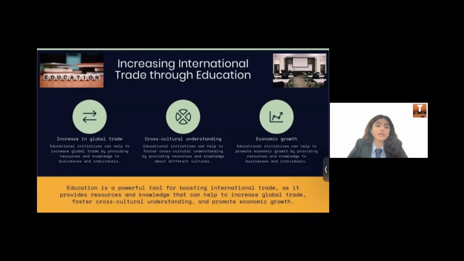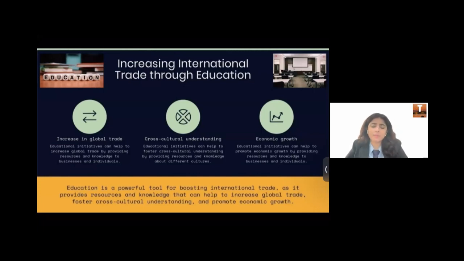Increasing international trade, I think this is a very powerful strategy because it will promote economic growth, foster global partnerships, and drive innovation. Education, as said earlier, actually plays a very critical role in equipping individuals and businesses with the knowledge and skills necessary to navigate the complexities of international trade.